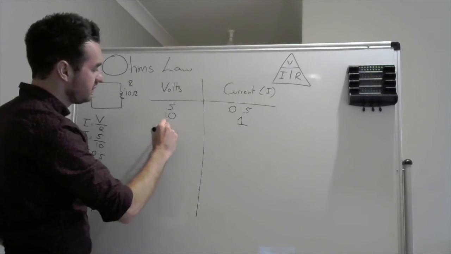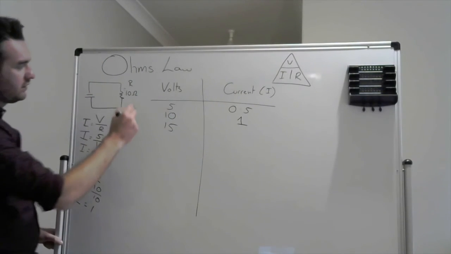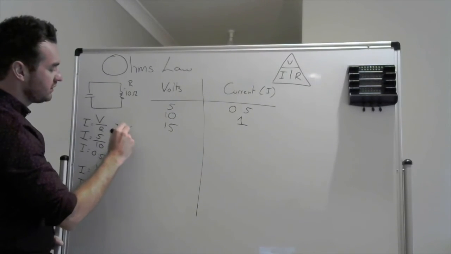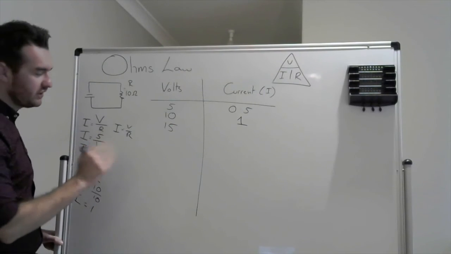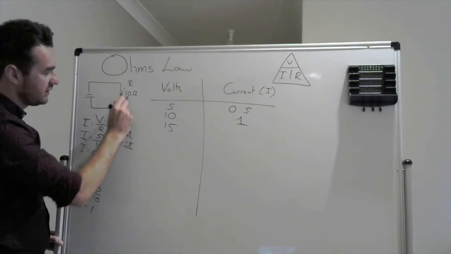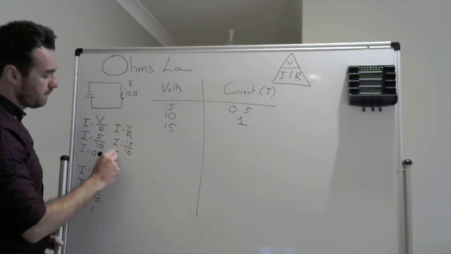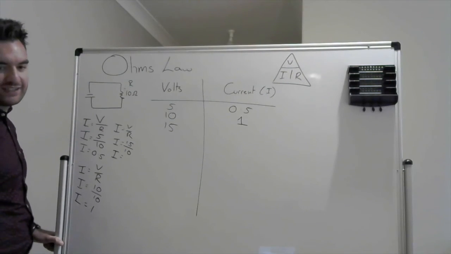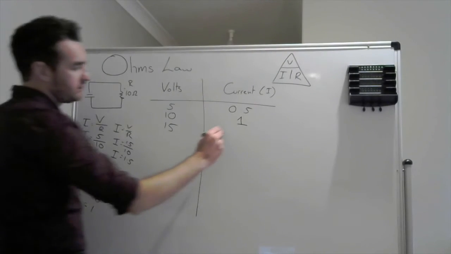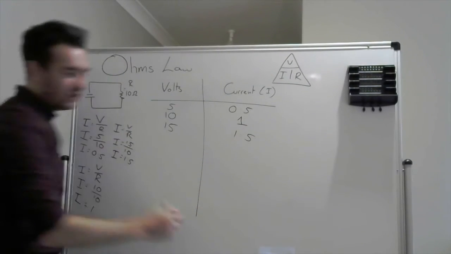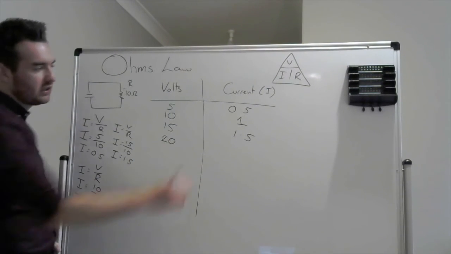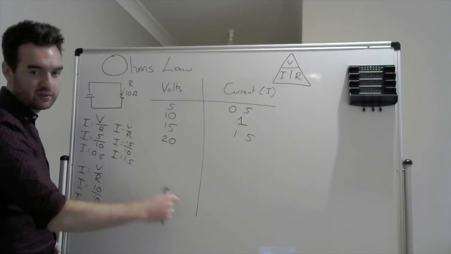Let's do 15. Okay, so we're still using the triangle. I equals V over R. That doesn't change. I then equals 15 over 10. 15 divided by 10, 1.5. Okay? So if we do this, exact same thing, just keep increasing the voltage, we're seeing a little pattern starting to emerge here, but we'll do it again.